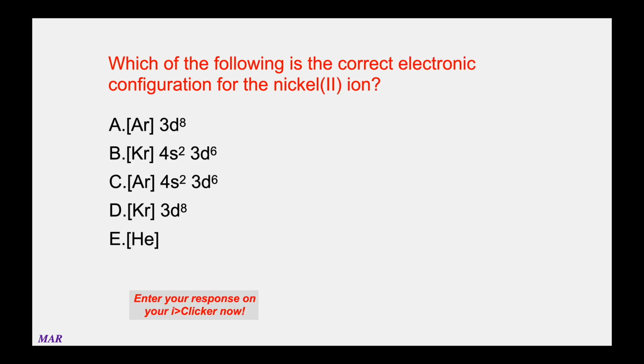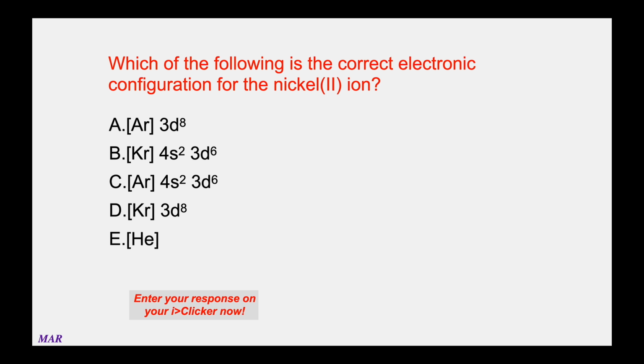Which of the following is the correct electronic configuration for the nickel 2 ion? All right, so nickel is number 28 on the periodic table, and I'd like you basically to give me the electron configuration for the nickel plus 2 ion. So use your information of this to work on this. This is a good place to pause the video. When you unpause it, I'll talk about the answer. Pause the video now.